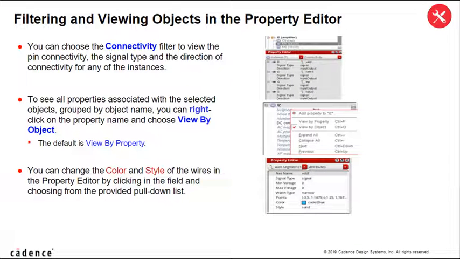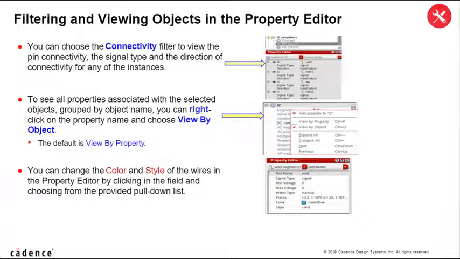To make decoding properties for large schematics easier, the Property Editor Assistant has a set of filters that you can use for each element of your design schematic. For instance, you can choose the connectivity filter to view the pin connectivity, the signal type and the direction of the connectivity for any of the instances. The default arrangement of objects is by property.